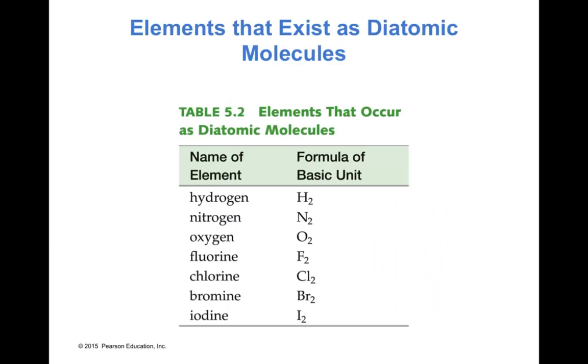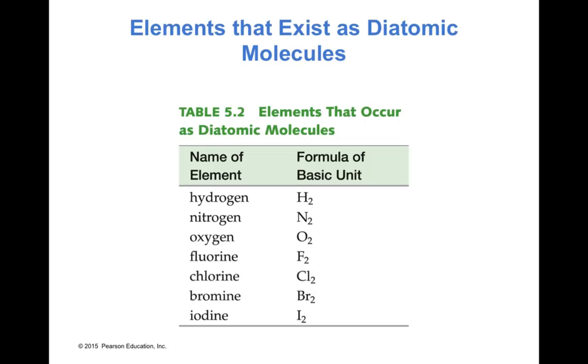So here we're going to have a list of the most common elements that exist as diatomic molecules: hydrogen, nitrogen, oxygen, fluorine, chlorine, bromine, and iodine. These are basically the elements that exist as diatomic molecules in nature.